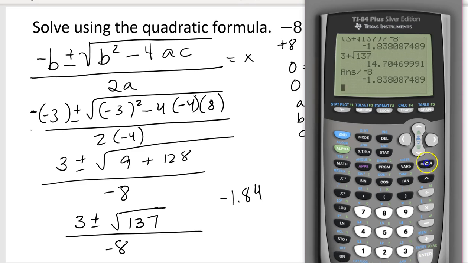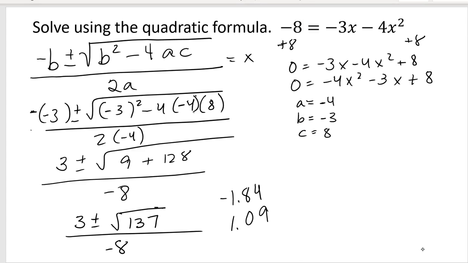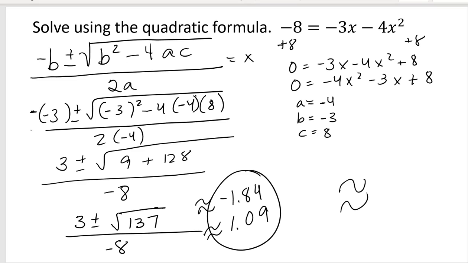Okay, let's do the second one. So 3 minus the square root of 137. Hit enter, and then divide by negative 8. And I get 1.09. And when you're using that calculator, remember that these are actually approximations, because really we know that this extends farther. I just rounded it to 2 decimal places. And we use this little approximation symbol. It's a little wave, and it means approximately.